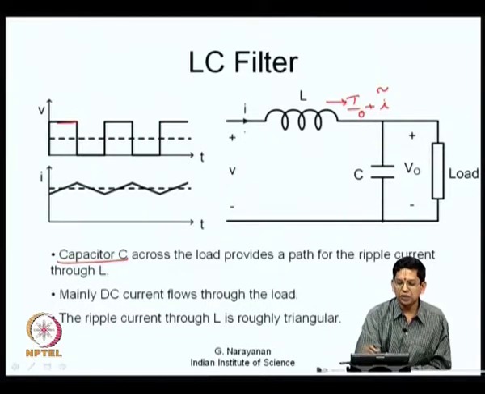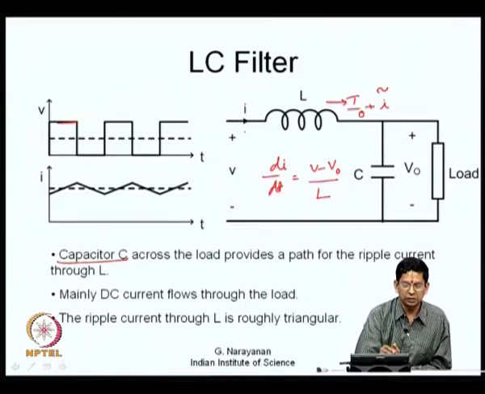So, V minus V naught equals L di by dt. So, you have di by dt is V minus V naught divided by L. So, if V is constant and the ripple in V naught can be ignored, V minus V naught is almost a constant. So, what do you get? dI by dt is a constant, and therefore, you find the current increasing with almost a constant slope now.